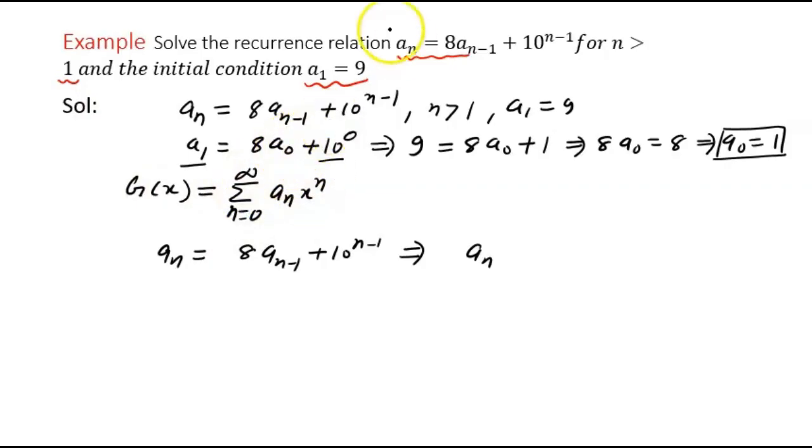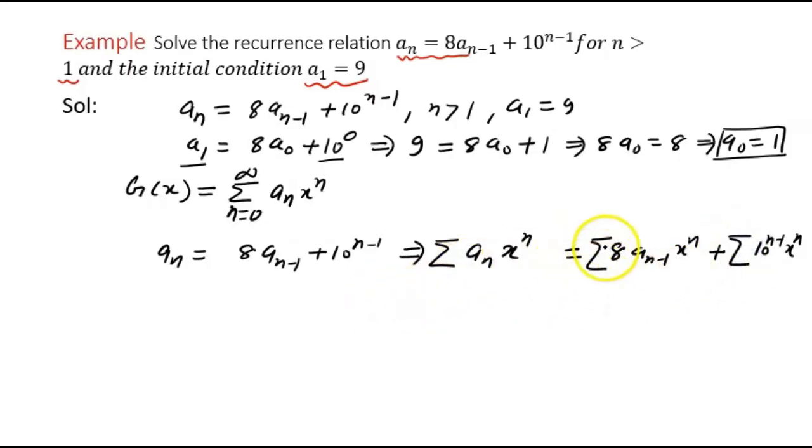I hope you got this point: because the expression is given in terms of n, I am also taking it in terms of n. Now I am going to multiply both sides by x to the power n, so 8 an minus 1 x to the power n, plus 10 to the power n minus 1 x to the power n. And once we multiply, we take the summation on both sides.